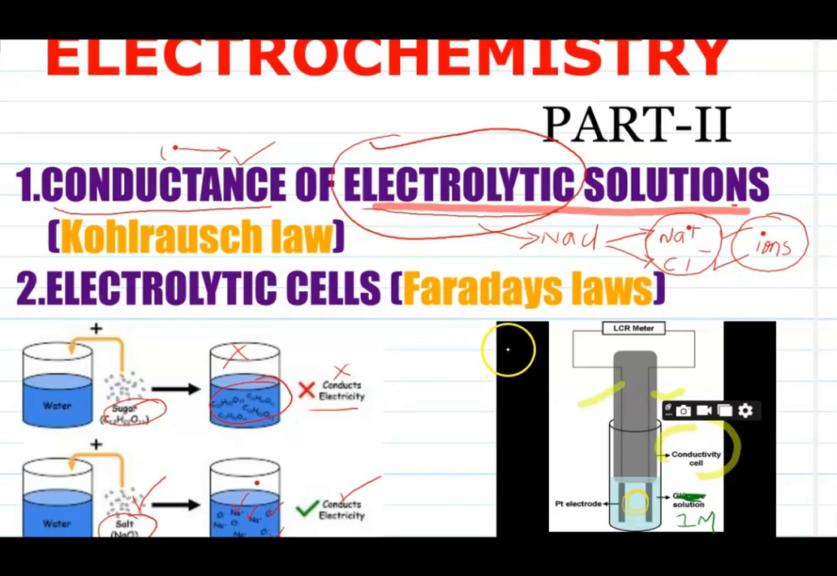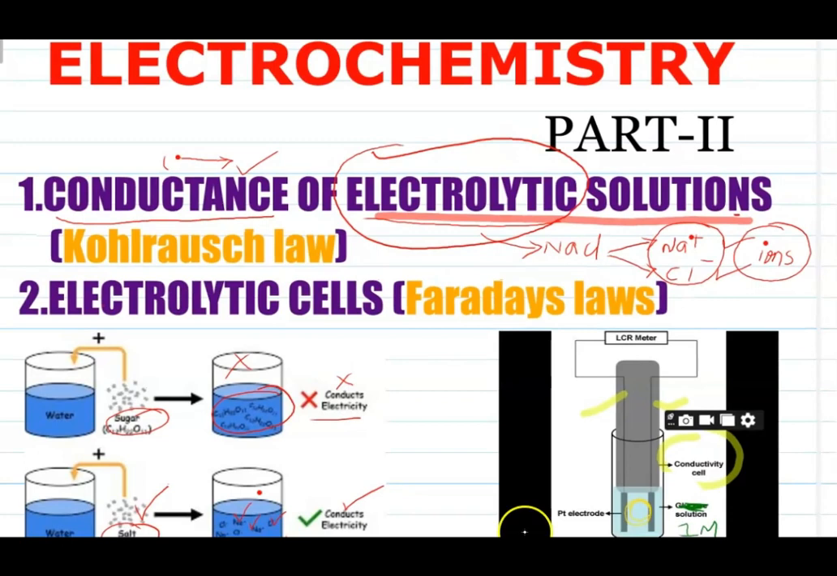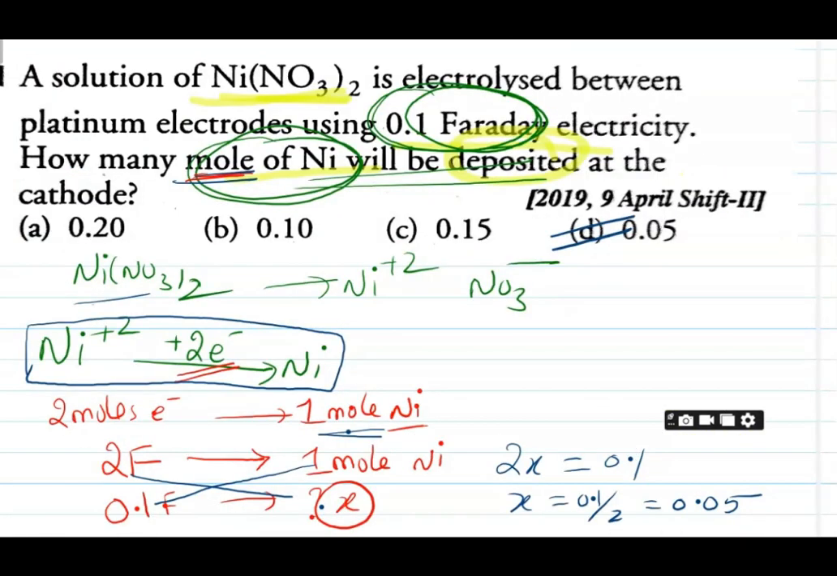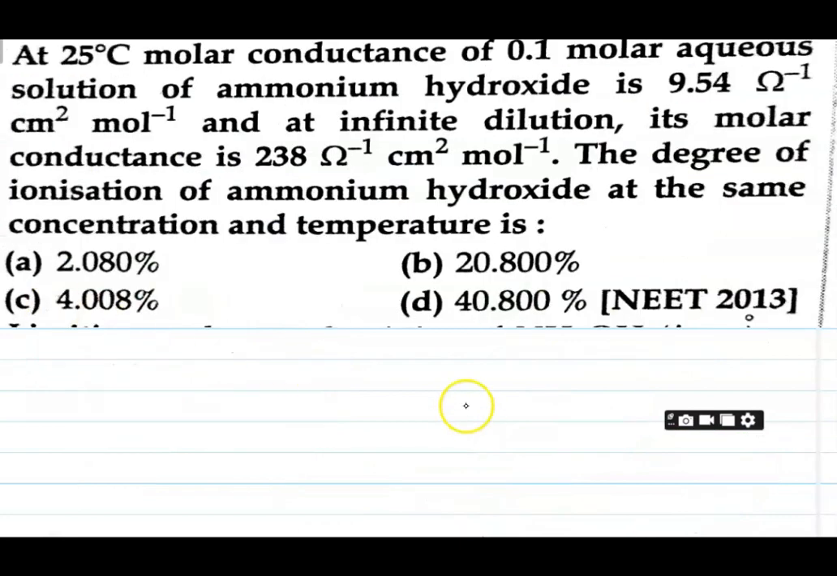Welcome back. As we have started with electrochemistry, that is part 2. In the last class we discussed the conductance of electrolytic solutions and electrolytic cells. We discussed the theory, and also solved 2 problems. Today we will try to solve as many problems as possible.